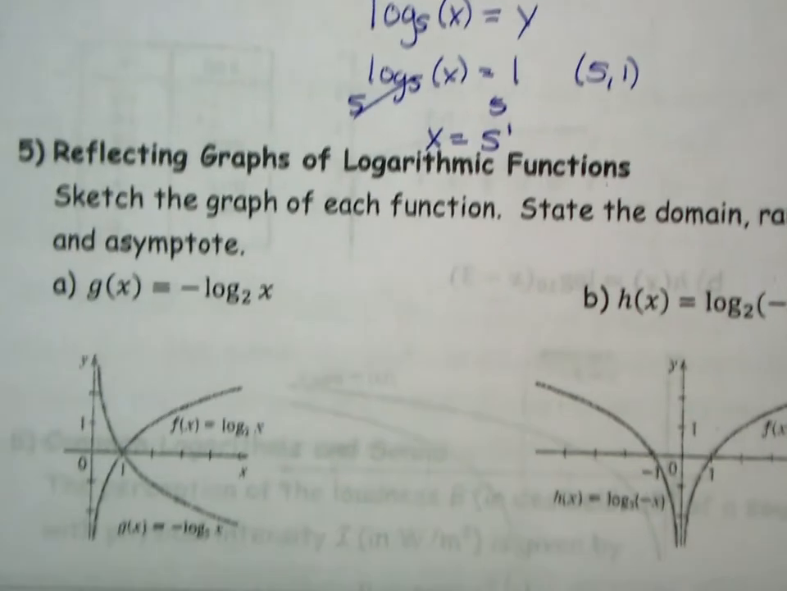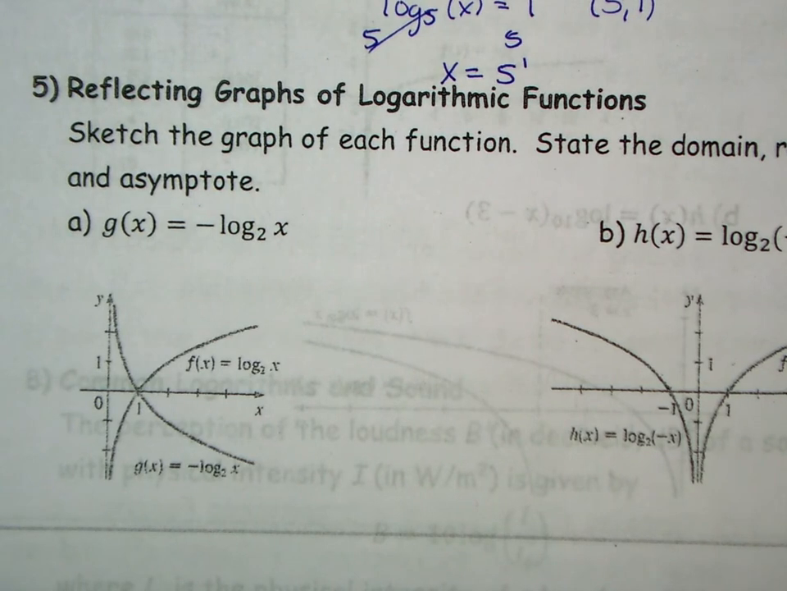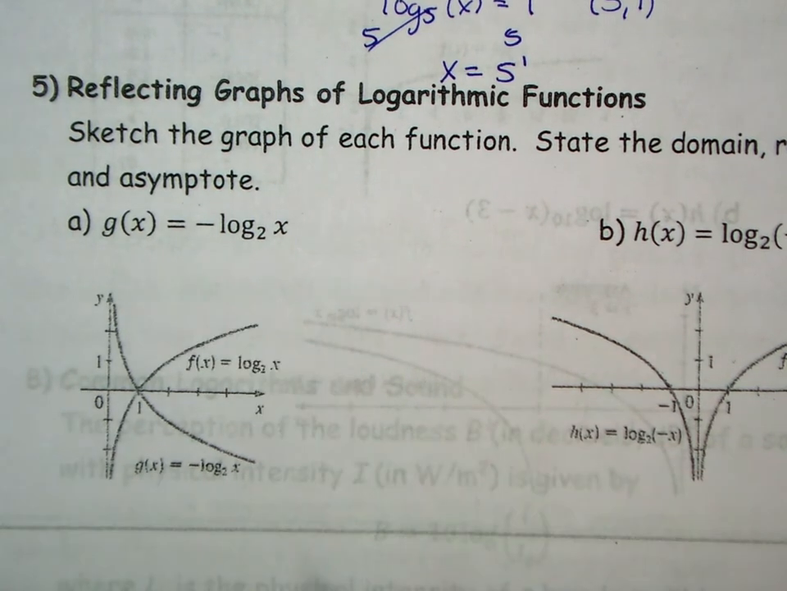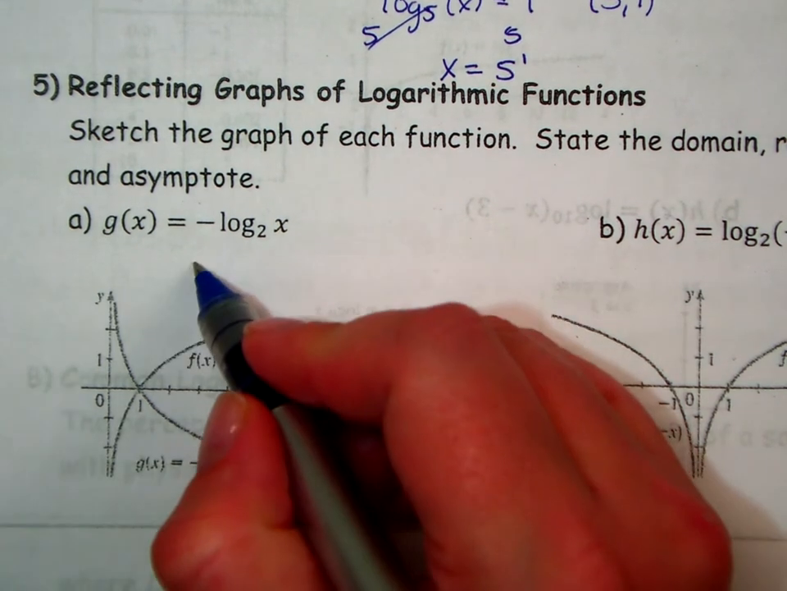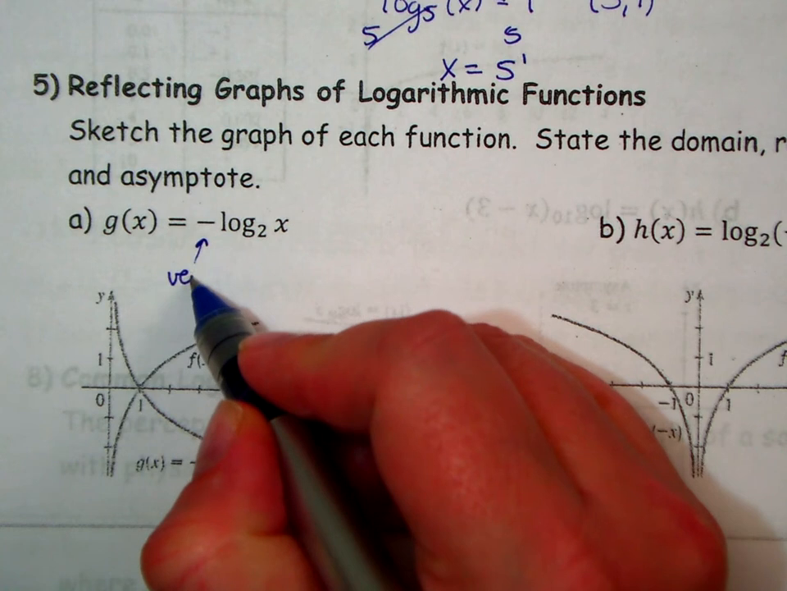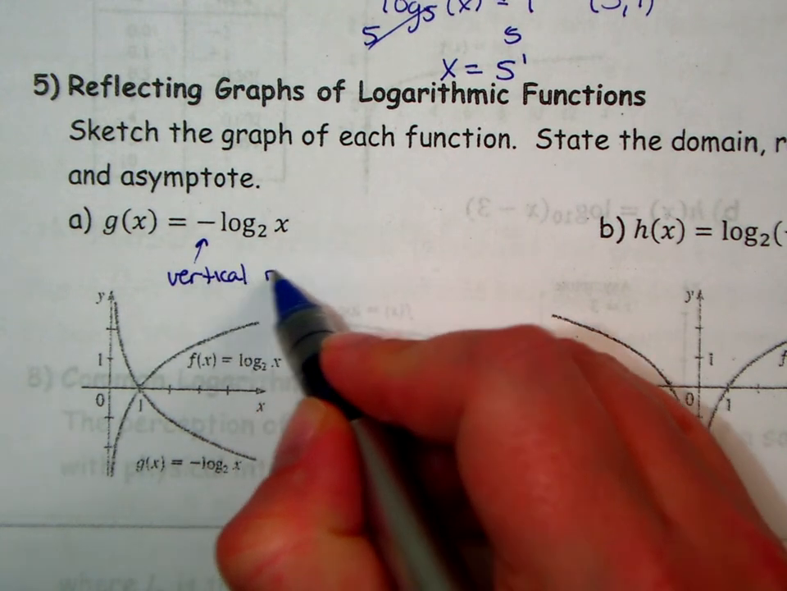All right, so here they want you to graph negative log base 2 of x. This negative sign is a reflection, and this negative sign is on the outside. So this is a vertical reflection.